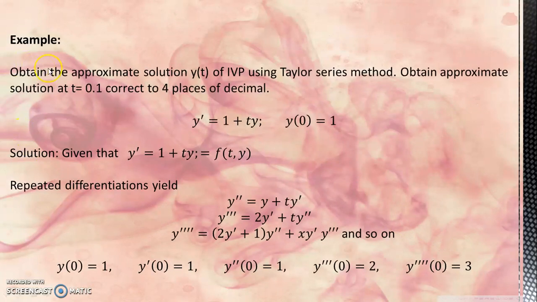For example, obtain the approximate solution y(t) of the initial value problem using the Taylor series method. Obtain the approximate solution at t equals 0.1 correct to 4 places of decimal. Y prime equals 1 plus ty, y(0) equals 1. Solution: given that y prime equals 1 plus ty equals f(t,y). Repeated differentiations yield this equation, and so on.